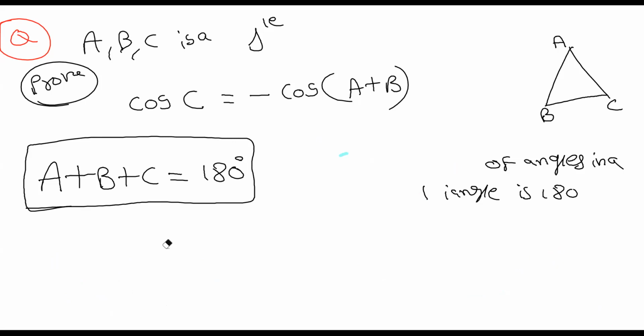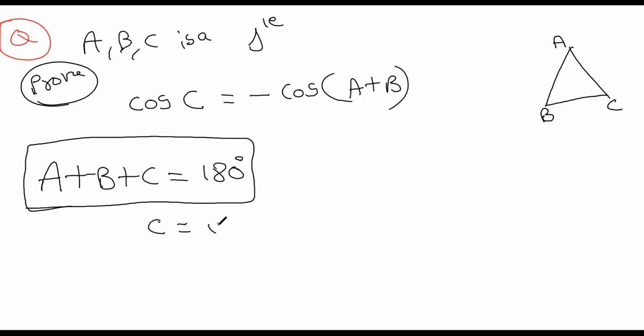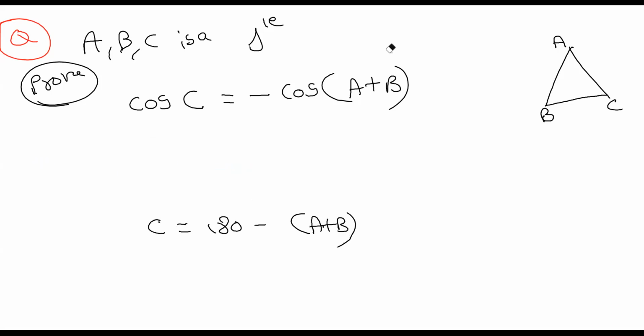Now we know they are asking about angles, because cos of C and A plus B are angles. So we write A plus B plus C is 180. Then I can write C as 180 minus (A plus B). Now I will substitute in this. Cos C equals cos of, what is the value of C? I can write it as 180 minus (A plus B).